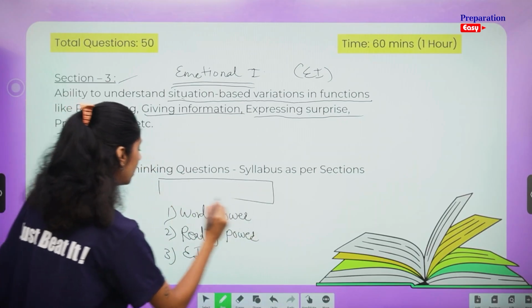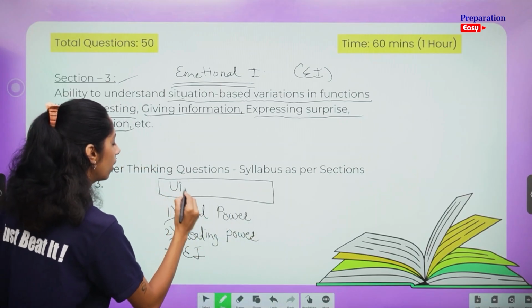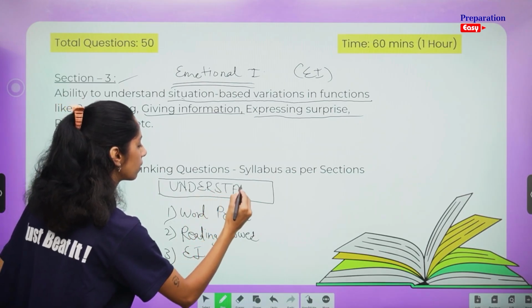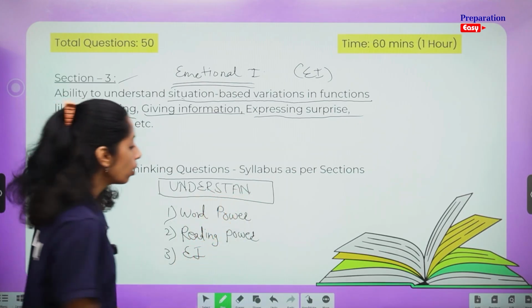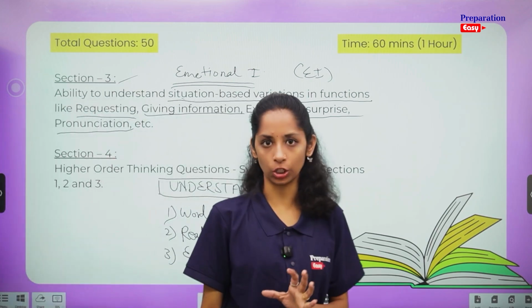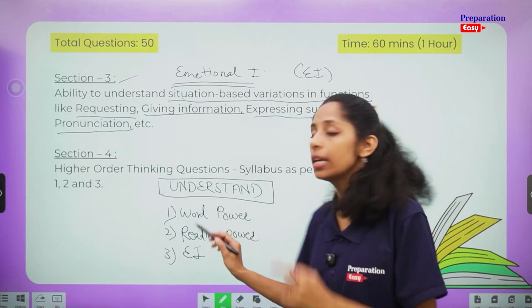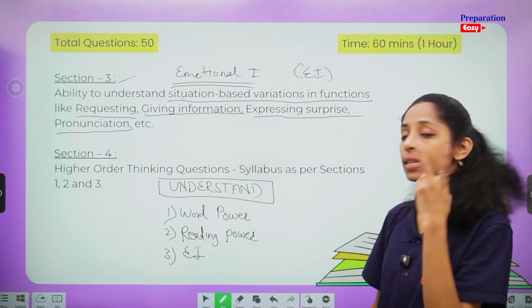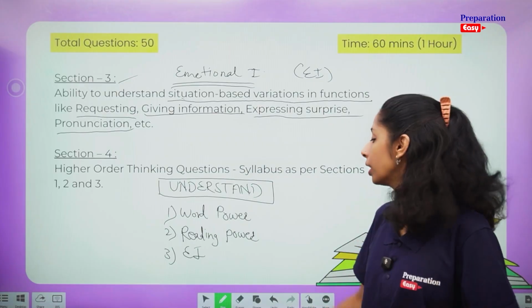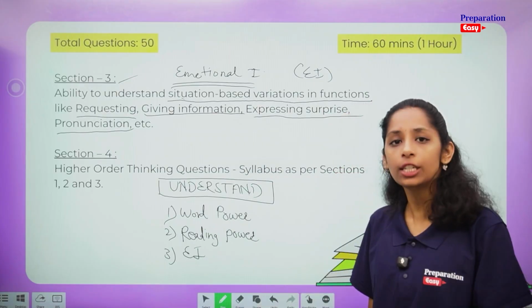Okay, and what we are going to do again is understand the demand of the question. The first section is about your word power, the second section is about your reading power, the third section is about your emotional intelligence.